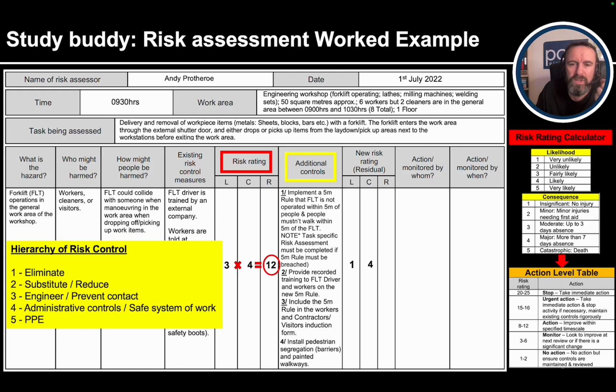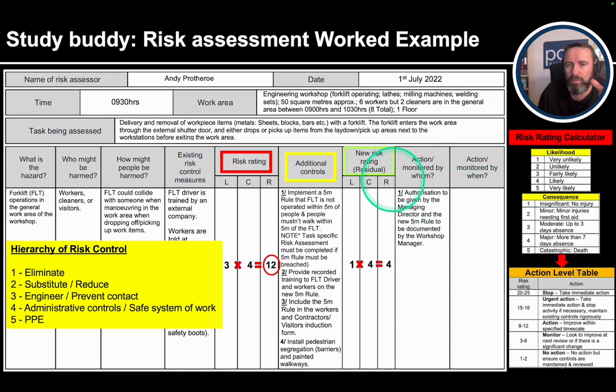The consequence, potentially not going to change, because if we get hit, we get hit. Okay, if we get hit, that's basically going to be the same severity, isn't it? So that major 4. 1 by 4 is 4. Have we reduced it? Yes, we have. So we've brought it now down to monitor. Look to improve at the next review if there is a significant change.